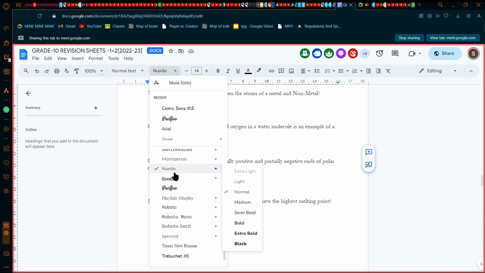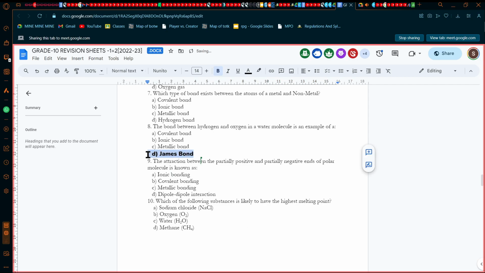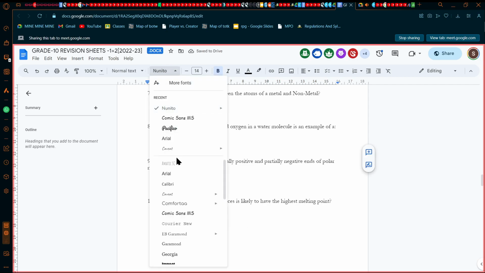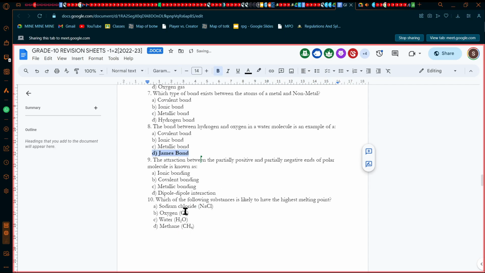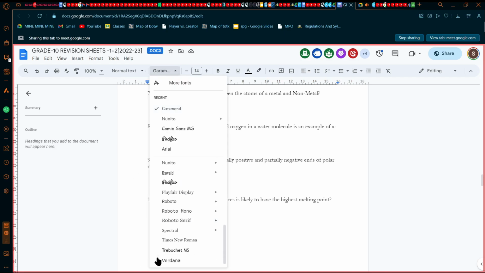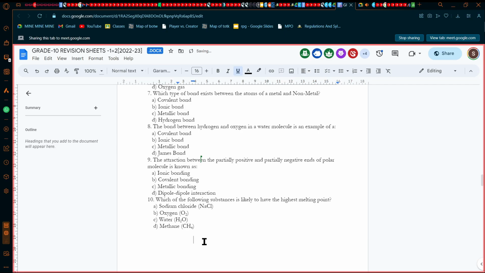Go to Nunito and see the options there. Normal, extra, black. Whoa, black. Wait, what is the original one? Garamond. Why is it Garamond? Garamond is like the most widely used. Don't ask me why I know that. Personally, I'm more of a Times New Roman guy. I write in Times New Roman only.